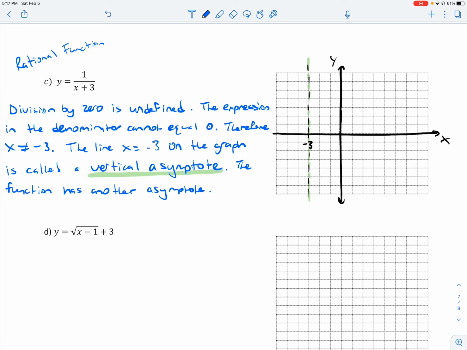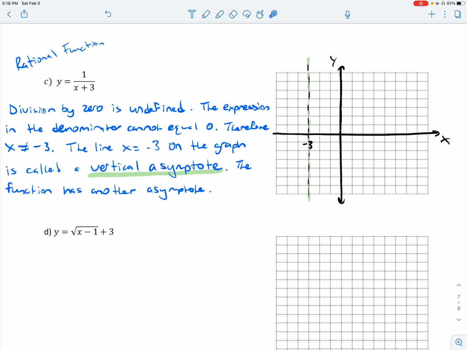Okay, and maybe you're thinking, well, what could be the other asymptote? Well, it has to do with the fact that this is rational. It has to do with the fact that we have 1 divided by something. I'm saying something because x is down here. We can put anything we want in for x except for -3. That's not allowed. So by putting numbers in here, I always have 1 divided by something.